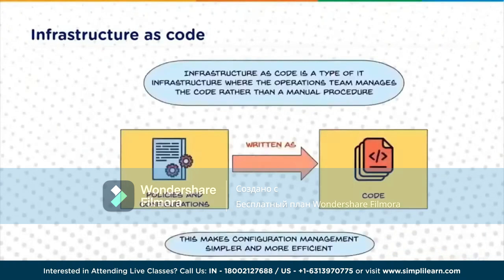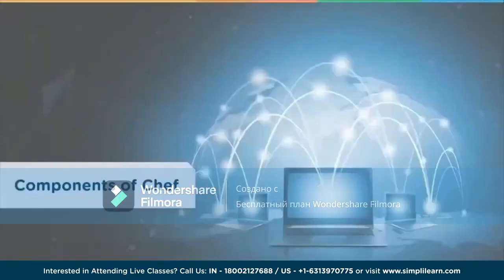So now that we saw the various advantages of having codes, let's see what infrastructure as code exactly is. Here's the definition. Infrastructure as code is a type of IT infrastructure where the operation team manages the code rather than a manual procedure. So infrastructure as code allows the operations team to take care of a code which automatically performs various procedures rather than having to manually do those procedures. So with this feature, all your policies and your configurations are written as code. Let's now look at the various components of Chef.